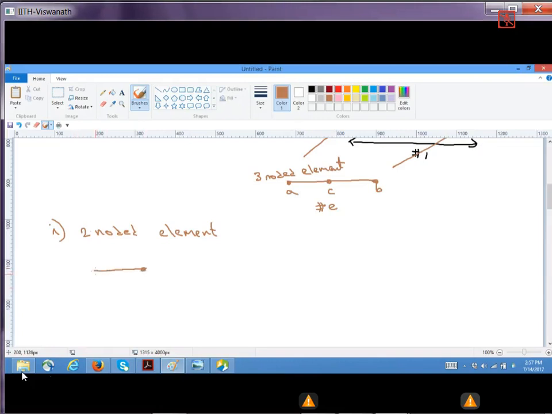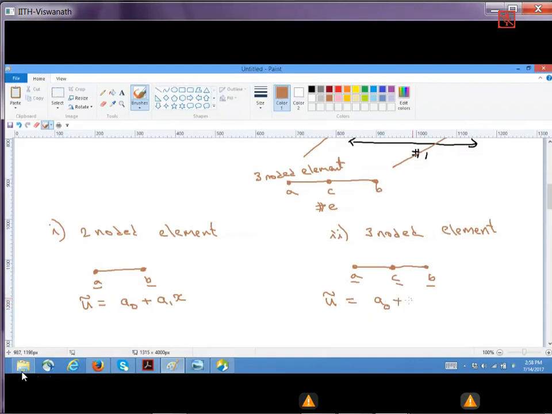If I consider a two noded element with nodes A and B, now I want to write an approximation u tilde for this. The approximation u tilde can be written as a0 plus a1 x. While for a three noded element with A, B, and C, how many unknowns are there? Here the unknowns are 1, 2. However, there the unknowns are 1, 2, and 3. So I have freedom to choose 3 unknown coefficients.